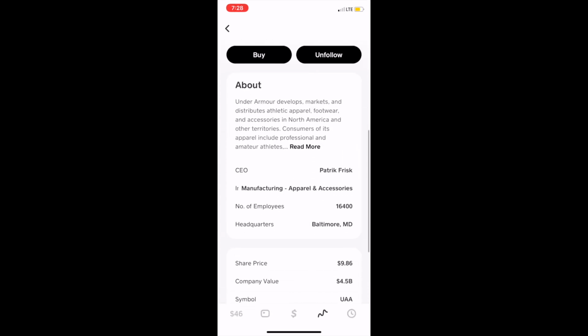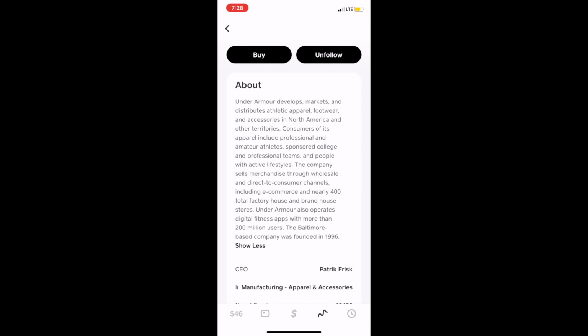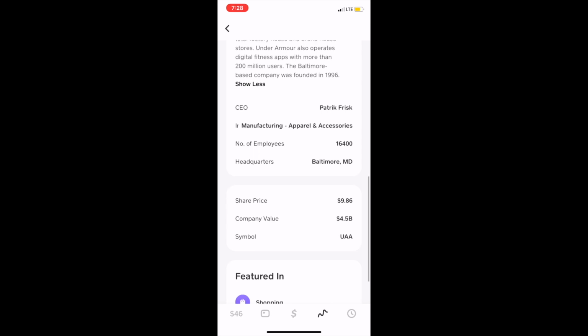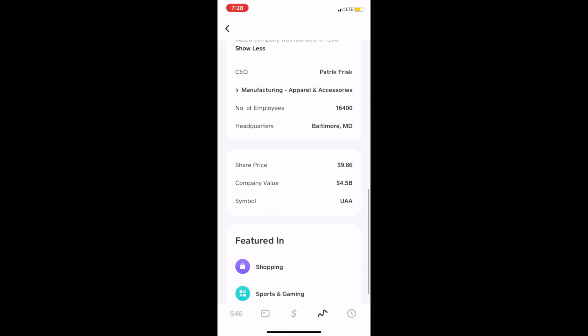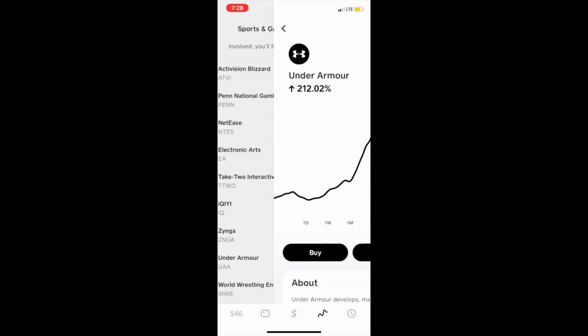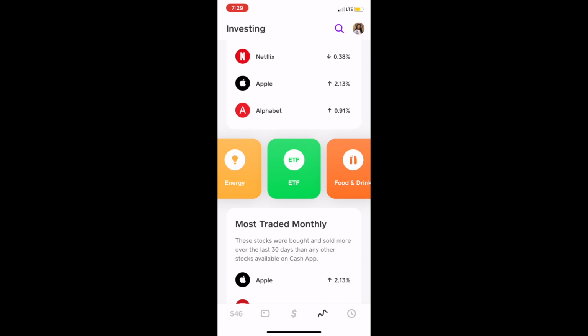So if you scroll down, it'll tell you their about. Tell you all about what they have, what they do, and a small synopsis of the company. CEO is Patrick Frisk here. It'll show you what type of business they are, how many employees, the headquarters. So the share price is how much it costs to invest in one whole stock, which will be $9.86. But you don't have to purchase the whole stock using Cash App. And then it'll show what they're featured in. You can shop at Under Armour, and they're also in the sports and gaming section. And so we'll just go back here and get out of our sections.